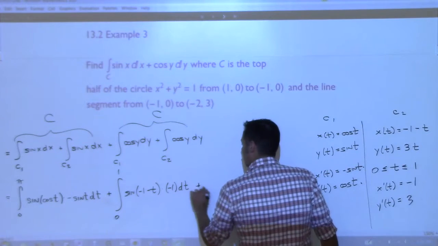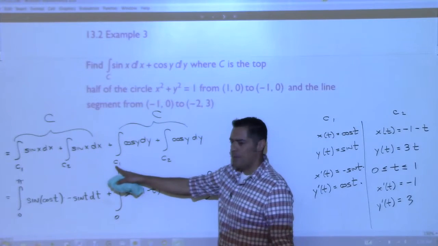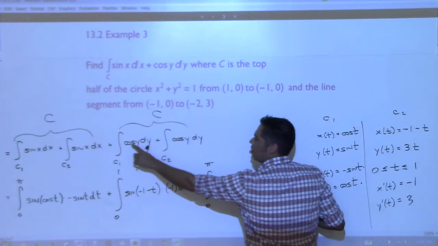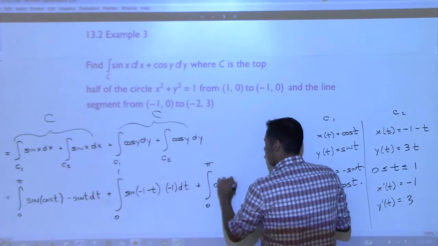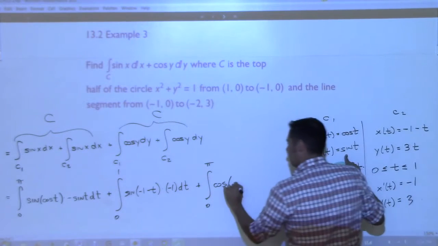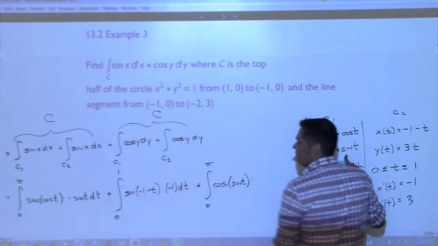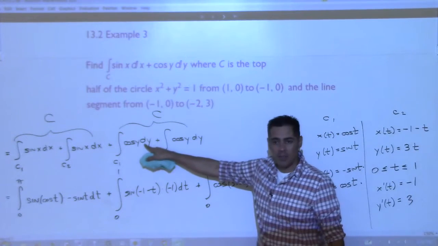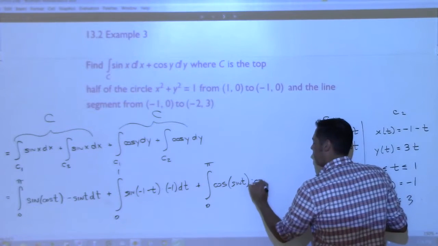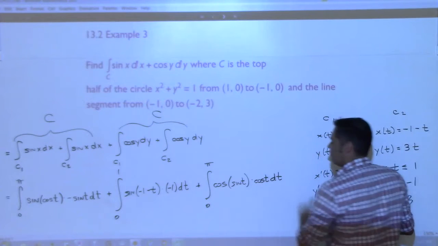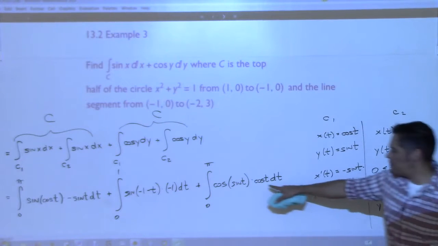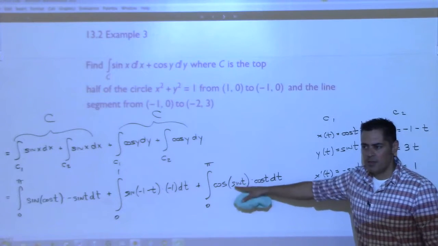So now plus integral. Now I'm back to C1, but I'm doing this one. So C1 went from 0 to pi. And then cosine of what? What's y for us? Sine of t, right? Y is sine of t. And then times dy this time. dy is the derivative of y with respect to t, which is cosine t dt. That again should be a basic u substitution, right? That's u, there's du, cosine u, we integrate that.